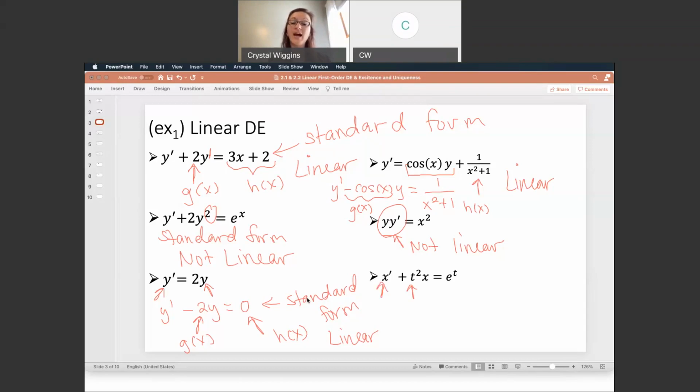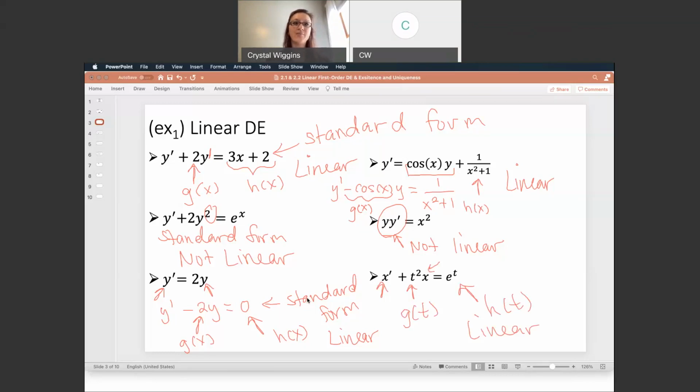But here we have x as our dependent variable, as it is x prime. So that makes t our independent variable. And so this would be our g of t, and this would be my h of t. And I look for the x in this term, and I see that it's raised to the first power, making it a linear first order differential equation. So those are the things that you need to look for as you are first identifying if it's linear and first order before you move on to solving these differential equations.